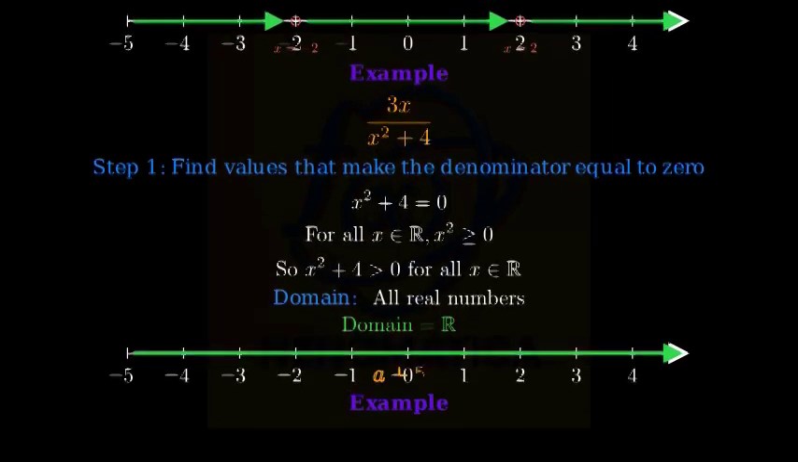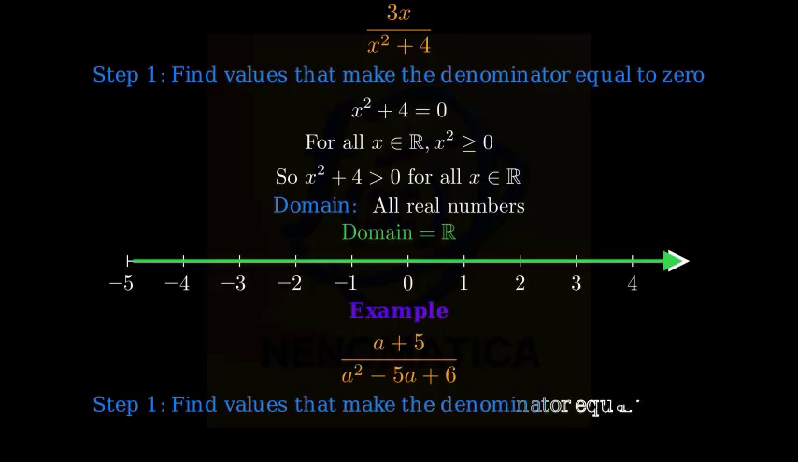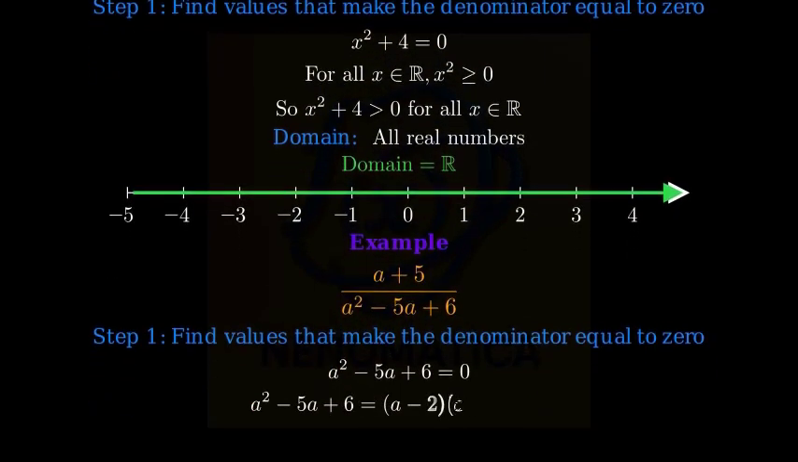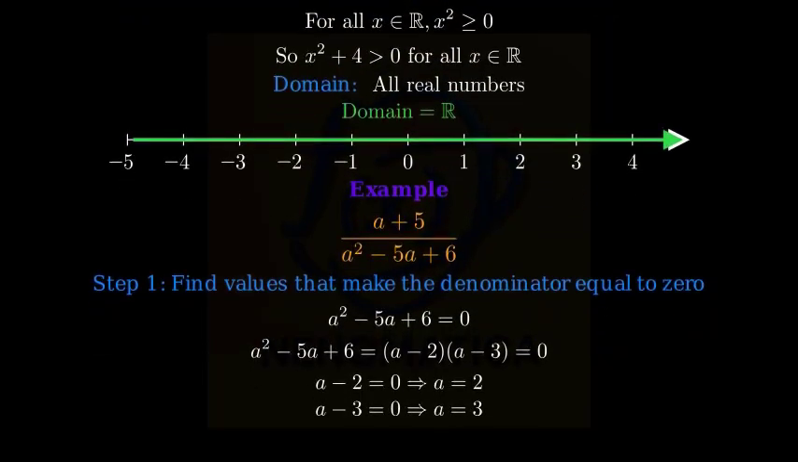We have the rational function (a + 5) divided by (a squared - 5a + 6). As always, we start by finding values that make the denominator equal to 0. Let's factor the denominator. A squared minus 5a plus 6 equals (a - 2)(a - 3). Setting each factor equal to 0, a minus 2 equals 0 gives us a equals 2, and a minus 3 equals 0 gives us a equals 3.